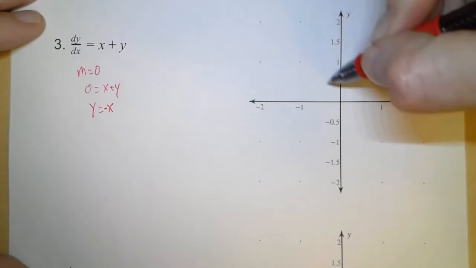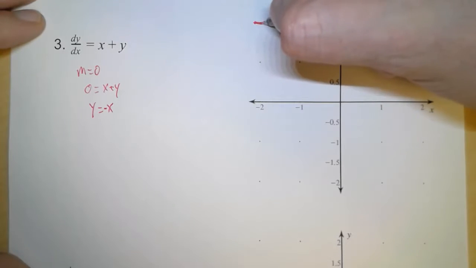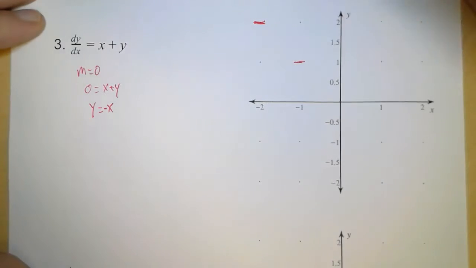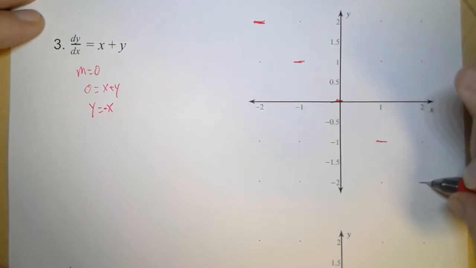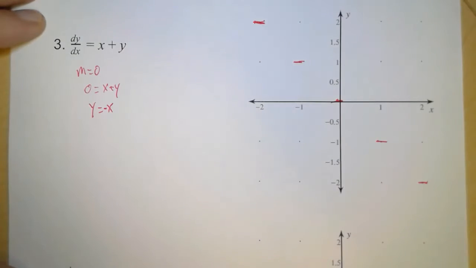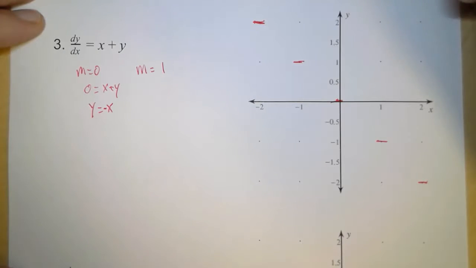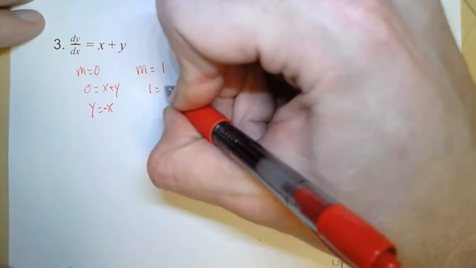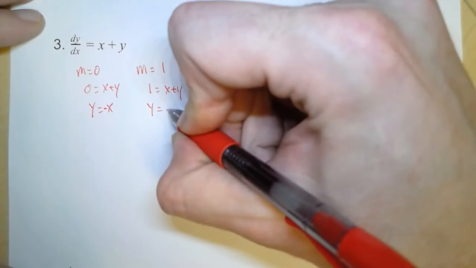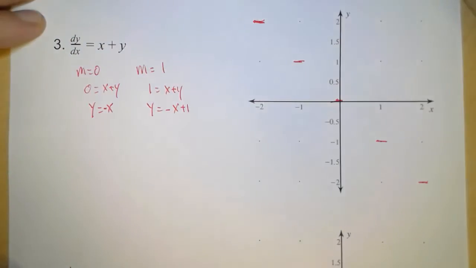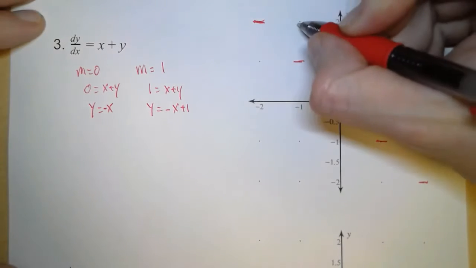So here's y equals -x down this way. And so all along here, I can just draw these with a slope of 0. So 0 here and 0 here. So now let's try a slope of 1. So I set 1 equal to x plus y, and if I solve for y, I get y equal to -x plus 1. So now this line right here is going to have a slope of +1.